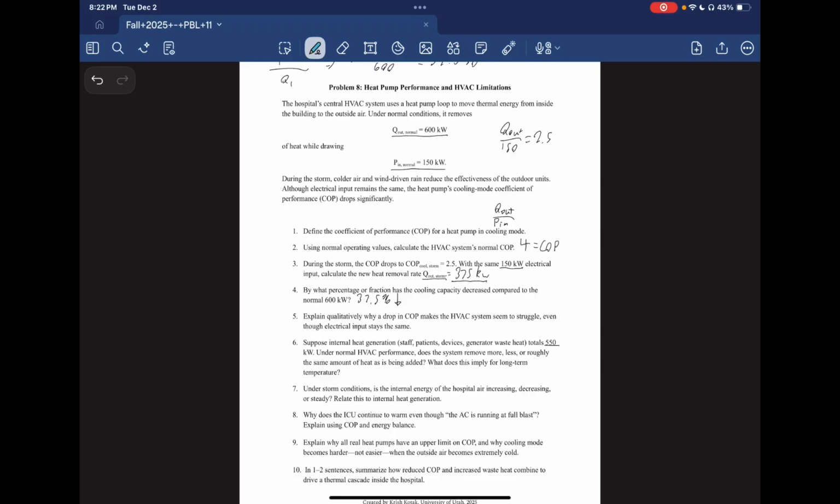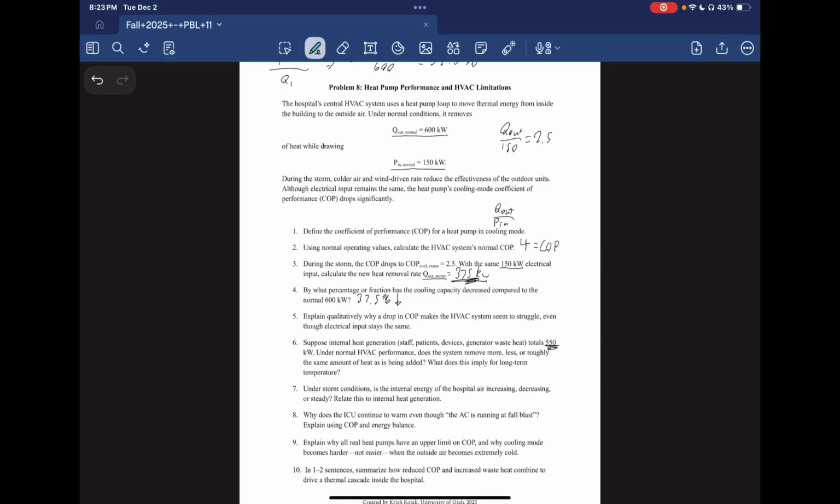Why does the ICU continue to warm even though the AC is running at full blast? I mean, kind of just exactly how we said it. Even though it's running at full blast, it's at full power. It's only removing 375 kilowatts, and there's 550 kilowatts being produced. So it's not going to take enough out.